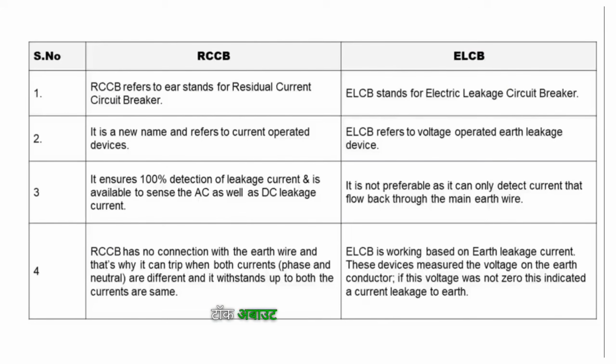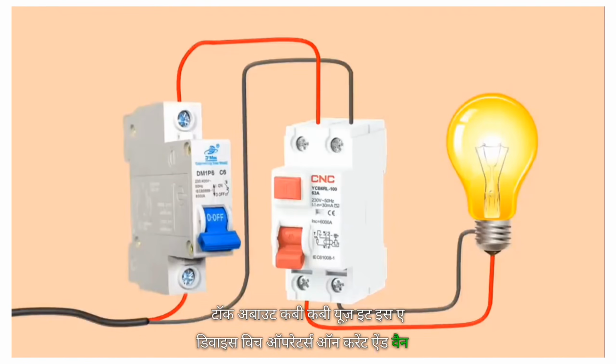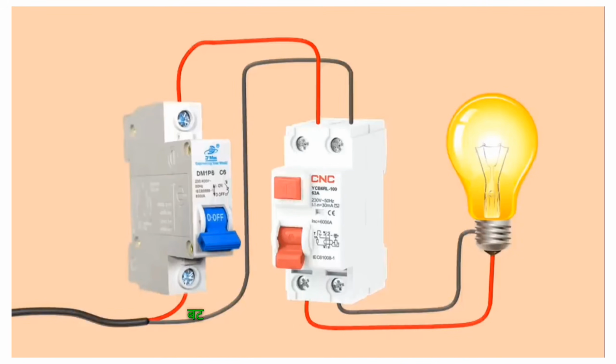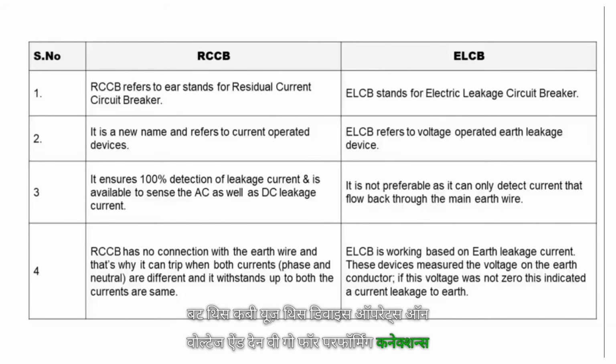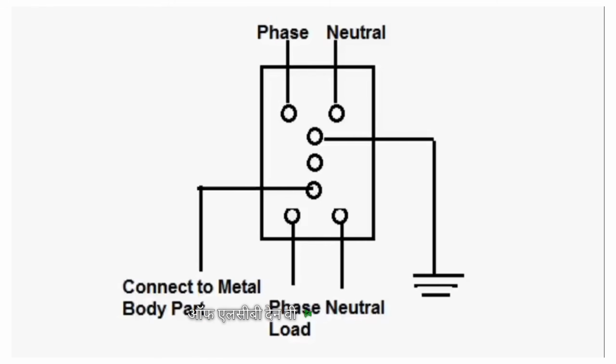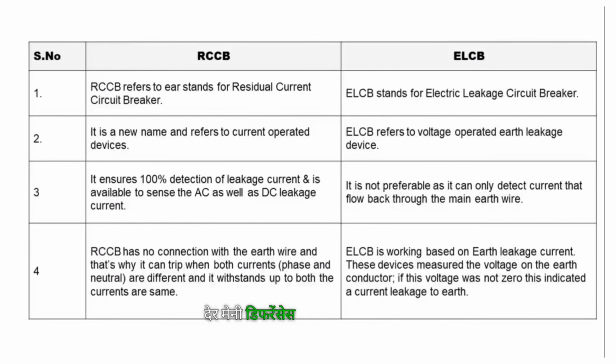First we will talk about RCCB. This RCCB we use, it is a device which operates on current. And when we perform the connection of RCCB, then we have to only use phase supply and neutral supply. But this ELCB we use, this device operates on voltage. And when we go for performing connections of ELCB, then we have to connect phase supply, neutral supply and earthing wire also. Besides, there are many differences, but they are not so much important.